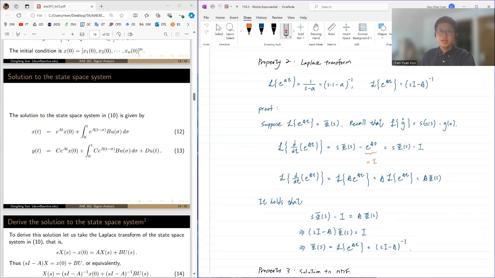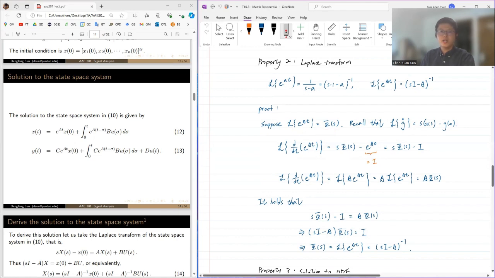The second property is Laplace transform. Recall that the Laplace transform of the exponential function e to the a times t is 1 over s minus a, or the inverse of s times 1 minus a. It turns out that the Laplace transform of the matrix exponential e to the A times t is in the same form, which is the inverse of sI minus A. Now let's see how we can get this result. First, let's assume that the Laplace transform of the matrix exponential e to the A times t is phi of s.